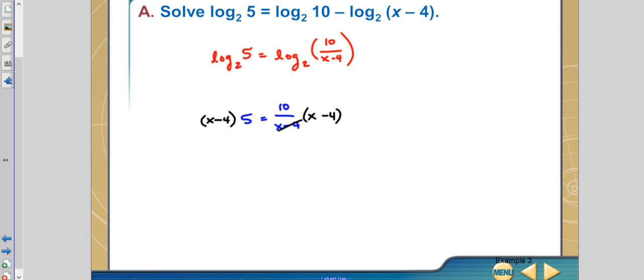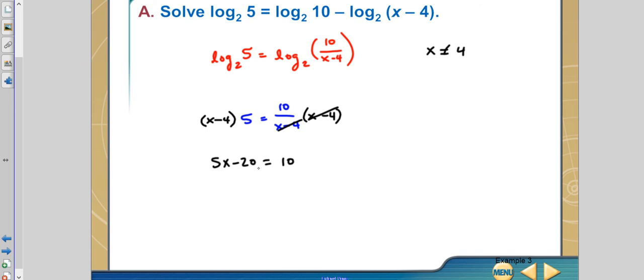that will cancel this. Now remember, one thing we need to put up here is that x can never equal 4. That's going to be impossible because that would be an asymptote there. So just keep that in mind. That's part of the domain restriction. So when I multiply that through, I get 5x minus 20. I'm distributing this parenthesis right there. That's what I've done, and that equals 10.